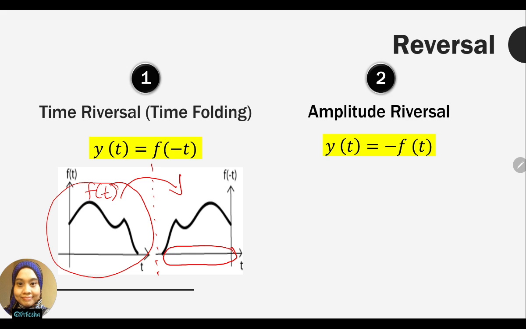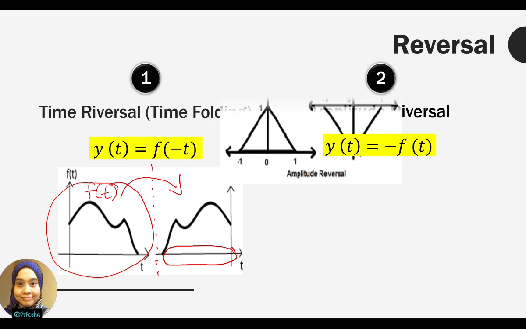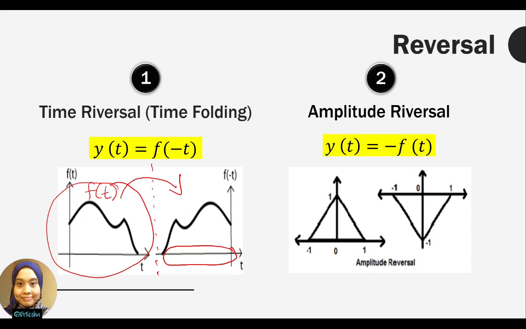If you want to do the reversal on the amplitude, basically we have this function and we want to reverse it on the amplitude, so it will become like this. The reversal is made on the x-axis here, so that you will get a new function based on the amplitude. So that's the reversal.